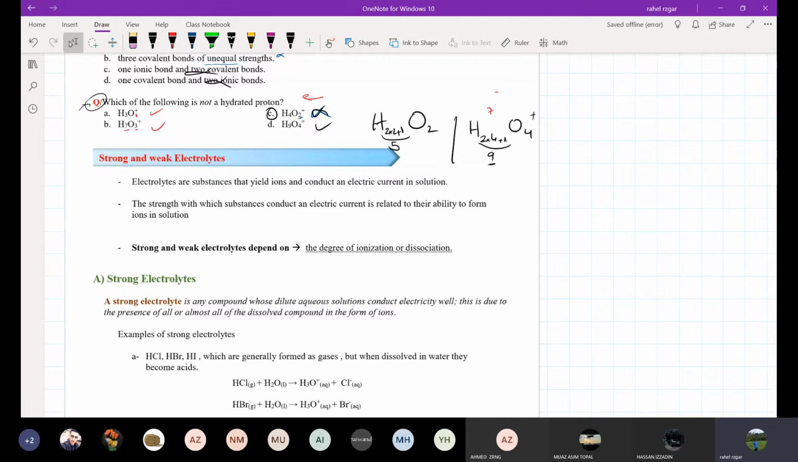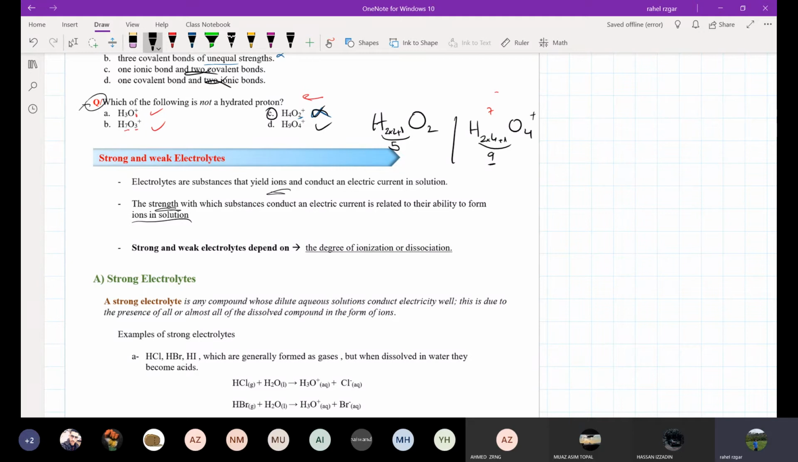Electrolytes are substances that yield ions and conduct an electric current. This is a revision from chapter 1. Now we are talking about the strength with which substances conduct an electric current, which is related to the ability to form ions. So how many ions are formed? If it can form a lot of ions, then it can conduct electricity very well. If it can form only a very small amount of ions, then it cannot conduct electricity very strongly.